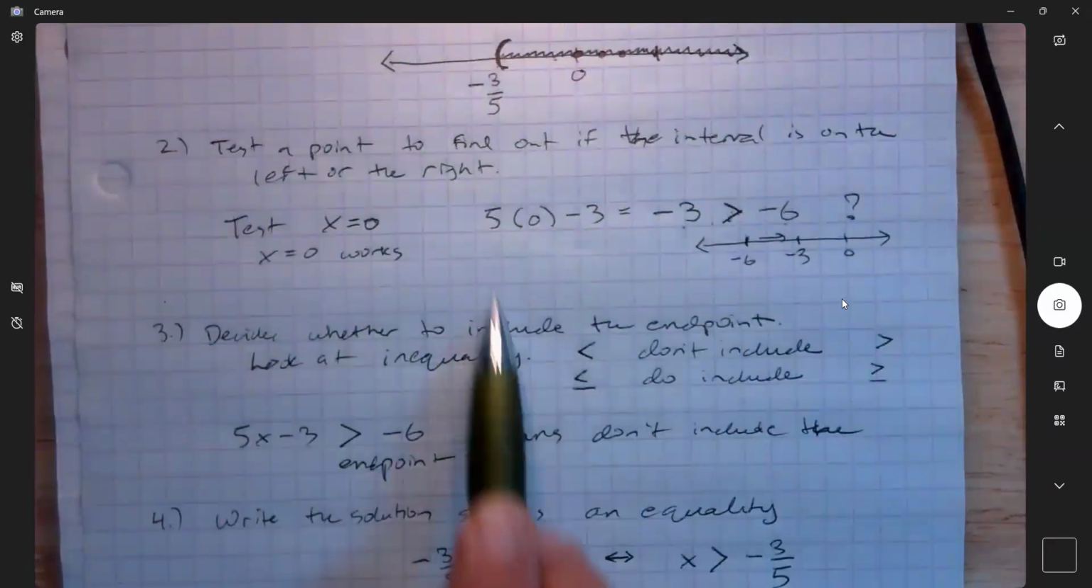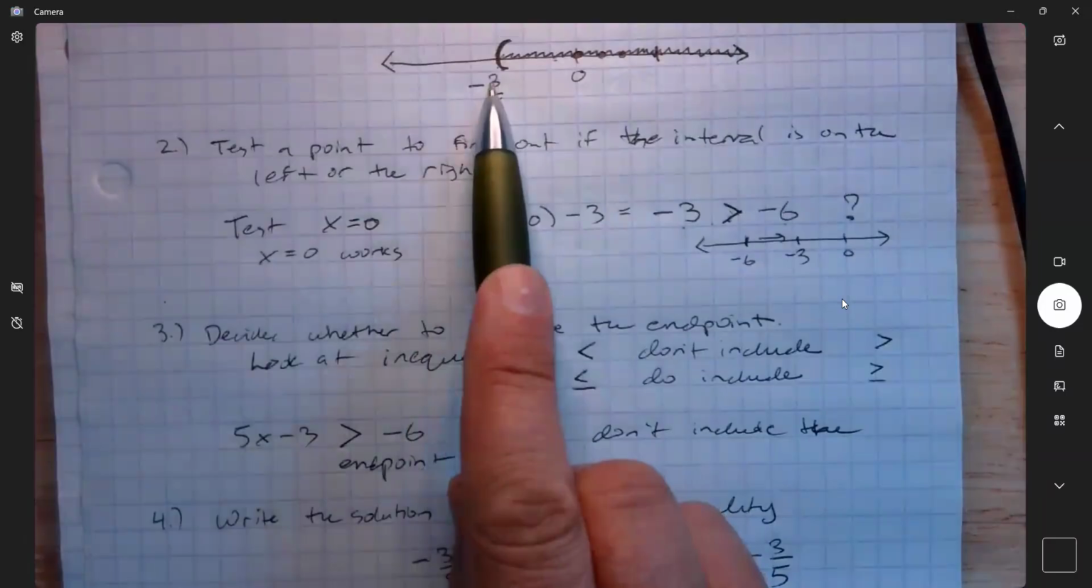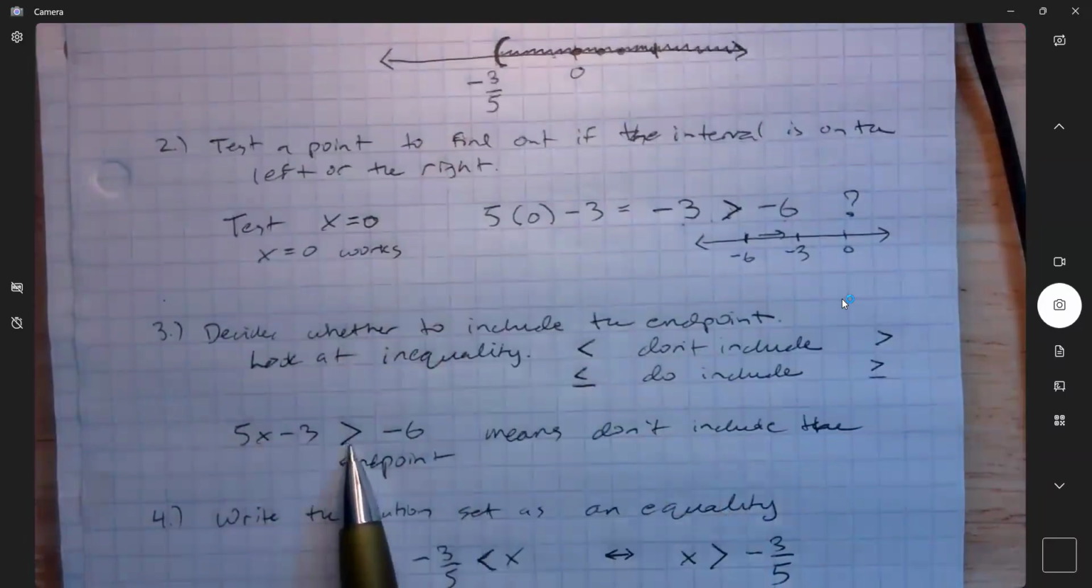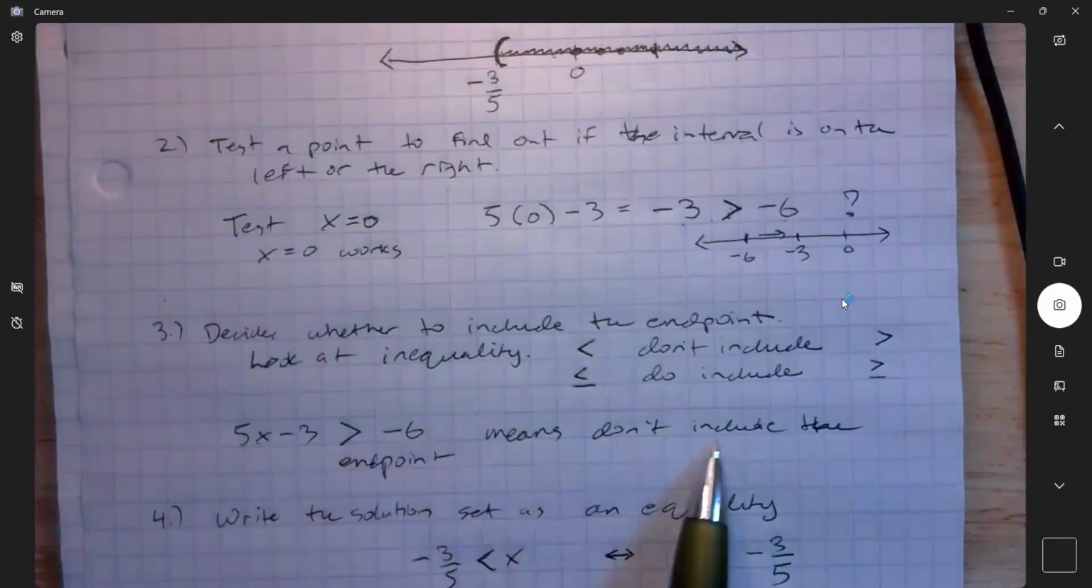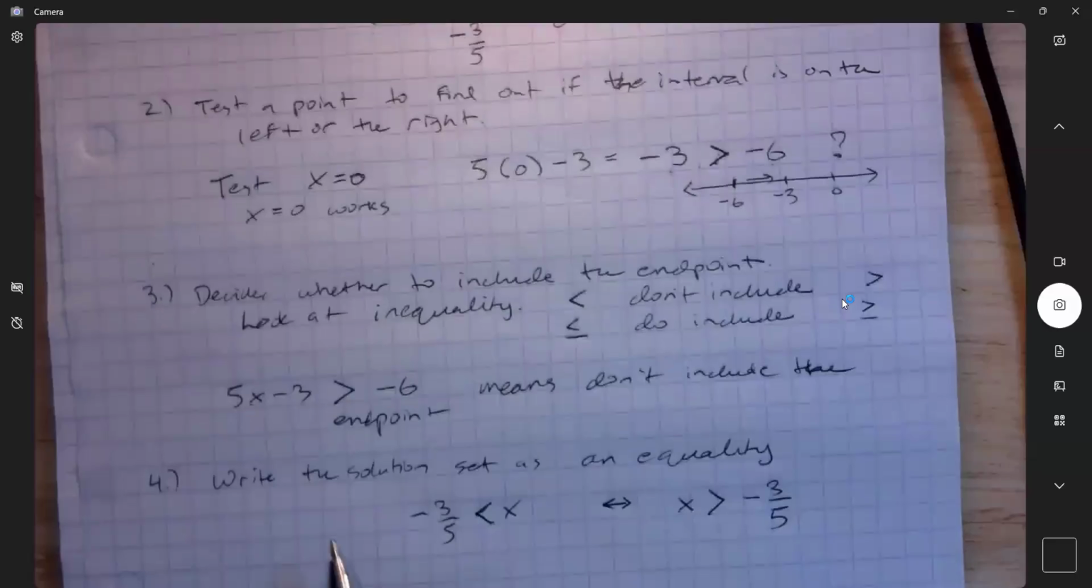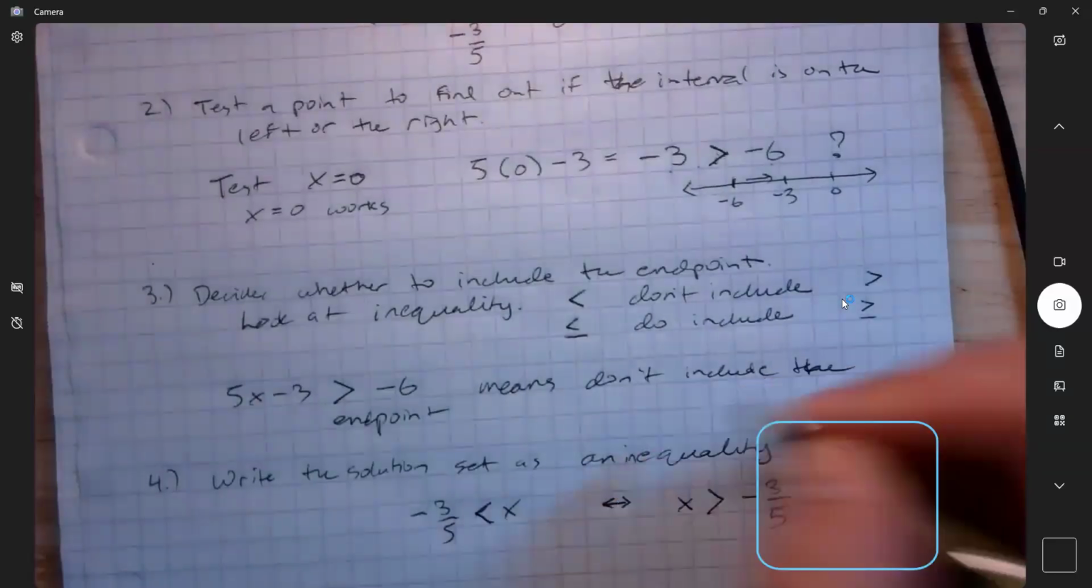And then you have to decide, well, what about the endpoint itself? Look at your original inequality. If it's a strict inequality, then you do not include the endpoint. And then you can write your solution set as an inequality. That should say inequality there. Let's do one more.